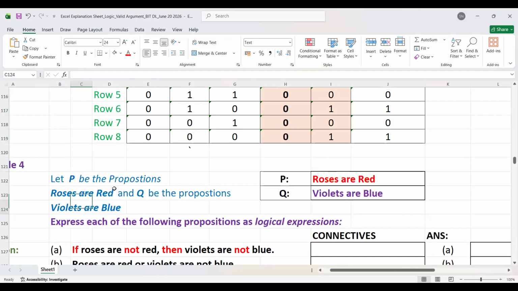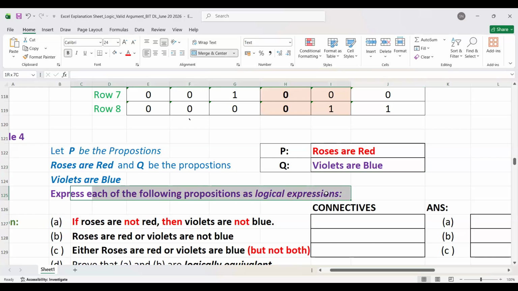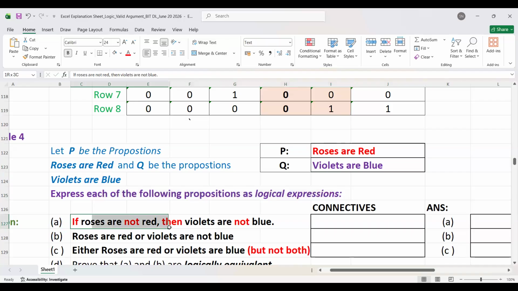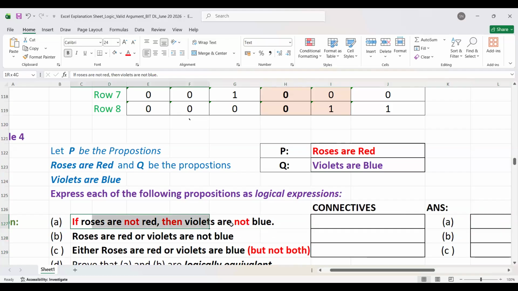So the next example, let P stand for roses are red. So I've written here roses are red. And then Q be the proposition violets are blue. Now, express each of the following propositions using logical expressions. What are the logical expressions? That is the variables and their connectives. So question number 1, if roses are not red, then violets are not blue. So I've written here, what are the connectives? Then we write the answer here. So in this question, what connectives are being used here? You go through the same thing with every problem. What are the connectives here?